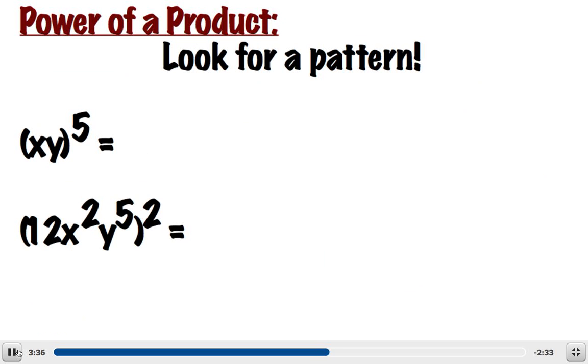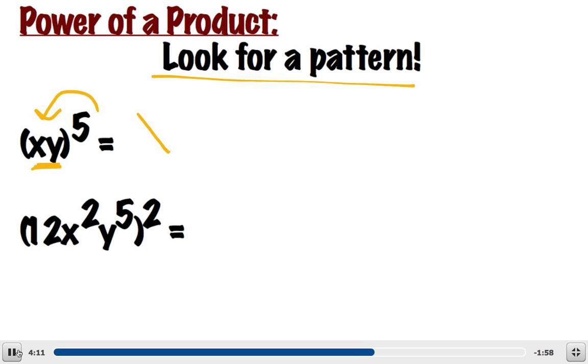The final property in section 8.1 is the power of a product property. Again, I want you to look for a pattern. This property looks similar to the last, except inside the parentheses, I'm going to have more than one variable or coefficient. So inside this first set of parentheses, I have a product, x times y, to the power of 5. When I'm taking a power of a product, it's similar to the distributive property, where I need to raise everything inside the set of parentheses to the power of 5.